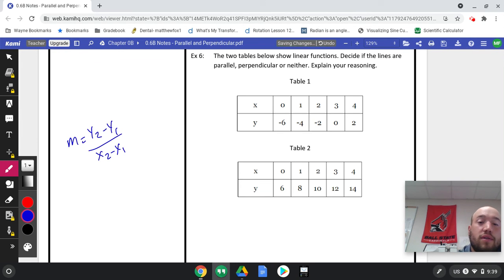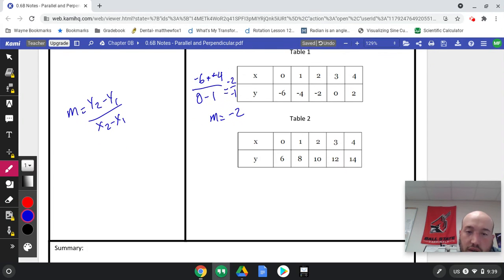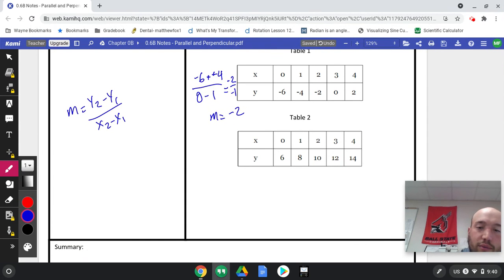So all we got to do, -6 minus -4, and you could use any of these points. The key is, since I use -6 on the top, I have to use the 0 on the bottom first. Since I use -4 on the top, I have to use the 1 first. So we do this plus 4, so that's -2 over -1. Our slope becomes -2. Or sorry, our slope becomes +2 because negative divided by negative.